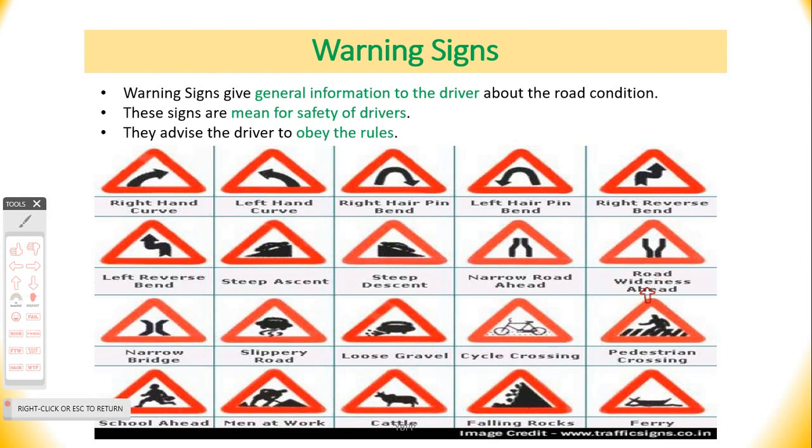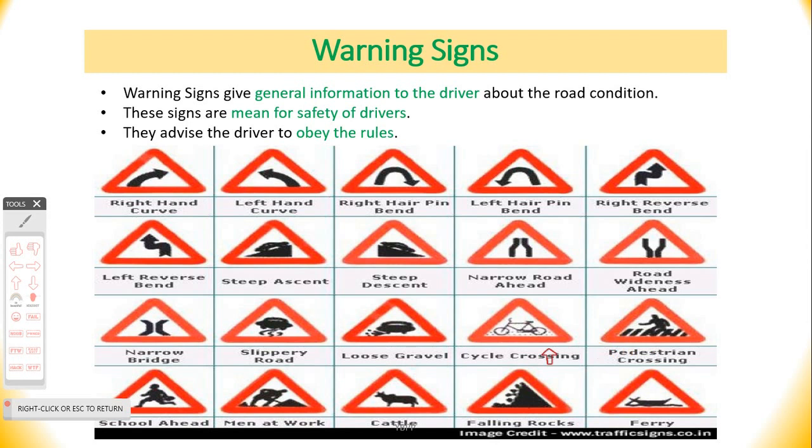Then next is narrow bridge. If a bridge is there, this type of symbol you may find. Slippery road. In case of rainy season, if water is there, then this type of symbol you may find. Then loose gravel, or if sand or stones are there on the road, then this type of symbol you will find. Then symbol of cycle crossing, then pedestrian crossing.